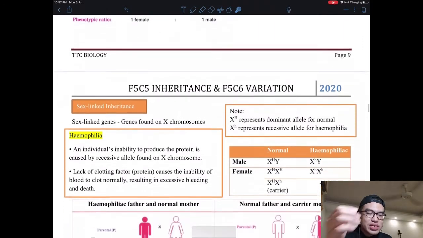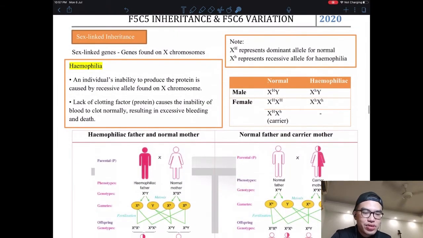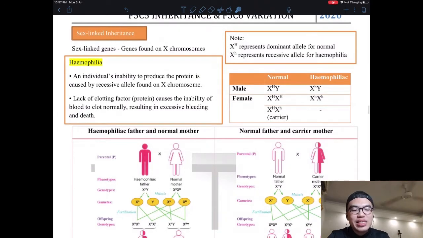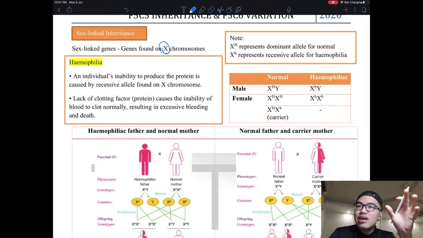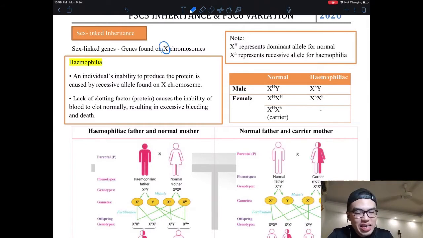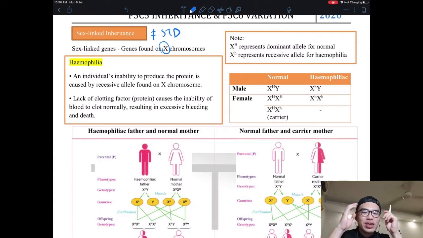Okay, so let's look at sex-linked inheritance. What is sex-linked inheritance? It means diseases carried by the sex chromosome, specifically the X chromosome. First and foremost, sex-linked disease is not an STD. STD is AIDS, herpes, sexually transmitted disease. No, not that. That is due to unprotected sex. This is linked to the X chromosome, so we call it sex-linked disease.